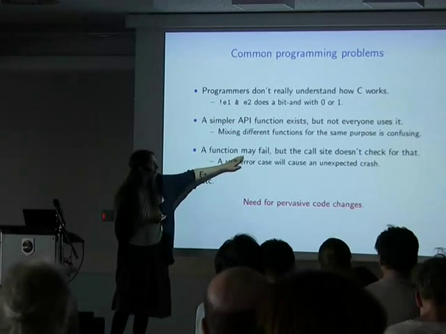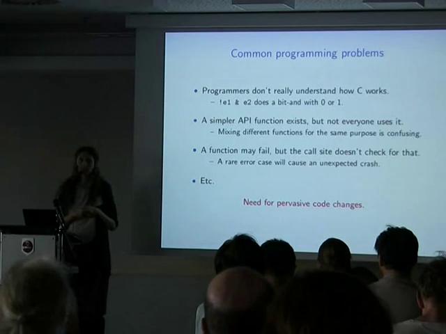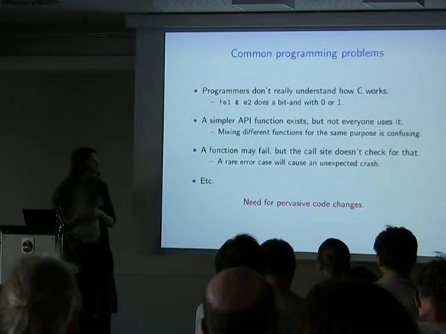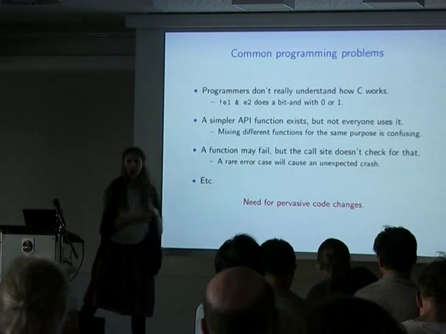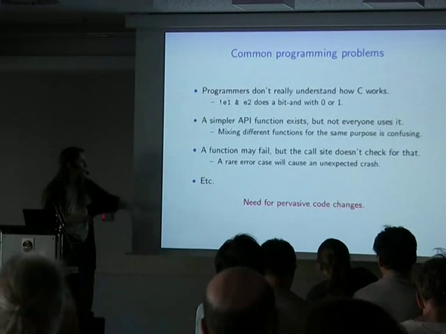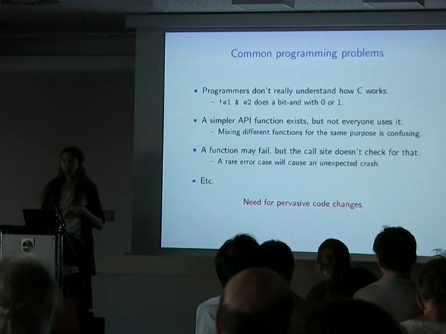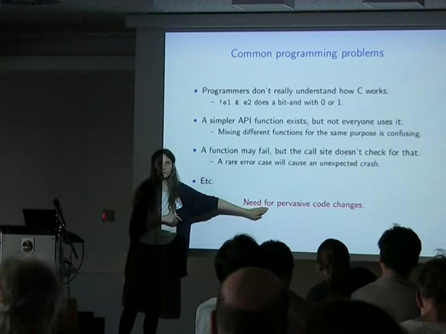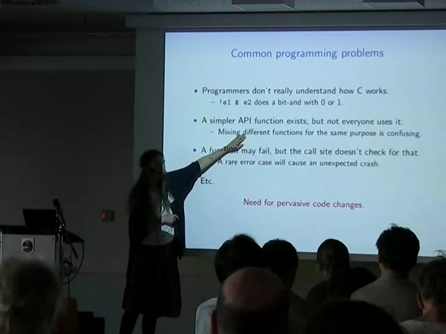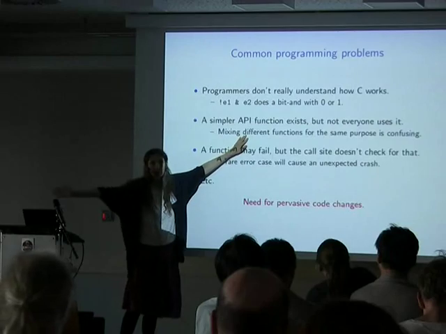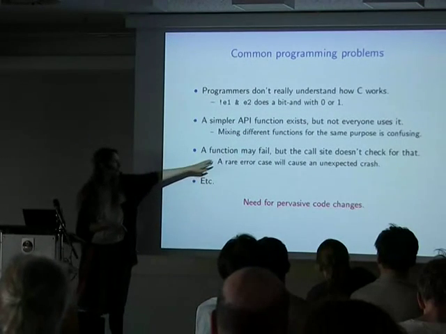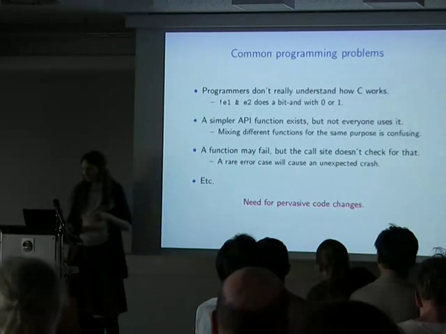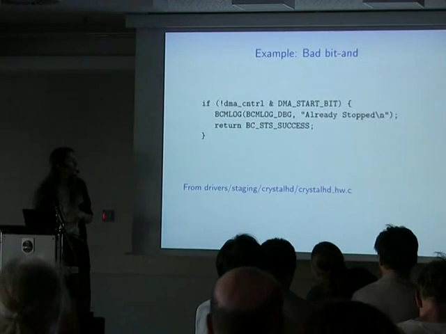And another common problem is that functions may fail, and often failures are not checked for, or they're not checked for in the proper way, and then sometime in the distant future you'll have a rare error case and then it will crash. So there's also lots of other kinds of very common changes that happen. What all of these introduce is a need for pervasive code changes. If you're using the wrong API, for example, you need to clean up that situation everywhere. If you're forgetting to check for error cases, then you probably need to check for that everywhere as well.